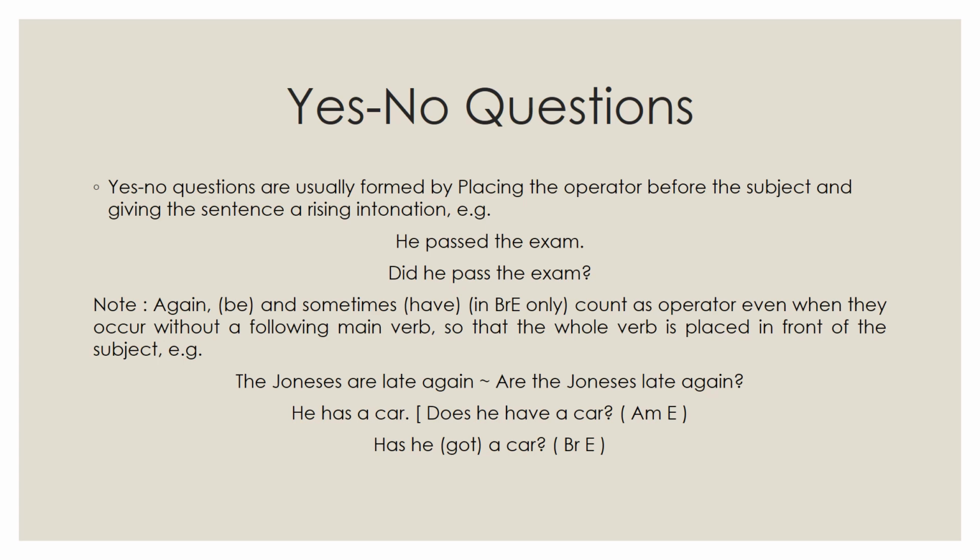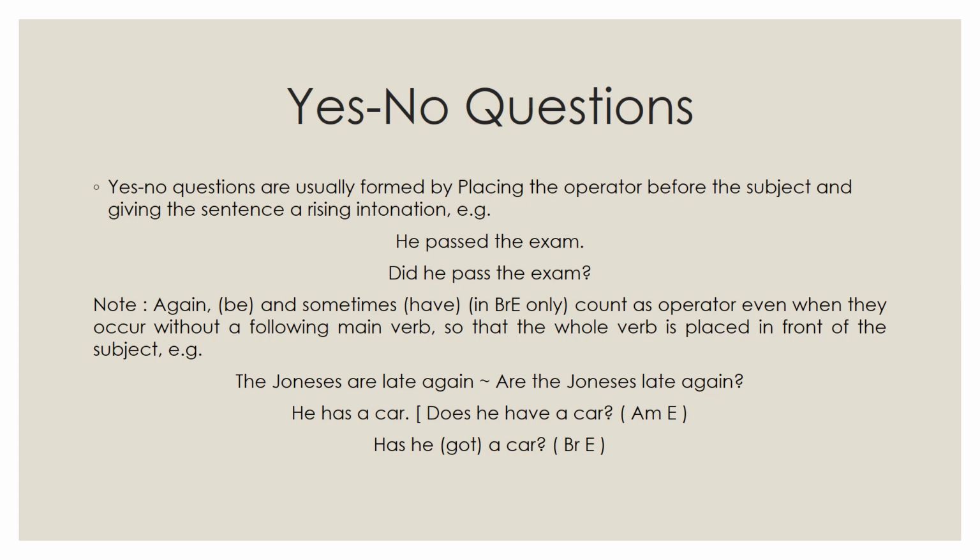In British English, and of course here I am talking about formal British English, they say that we can use the same verb has to play the role of the operator. So the sentence will be, has he a car? This is in formal British English.